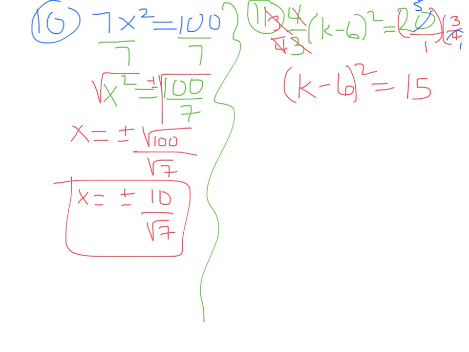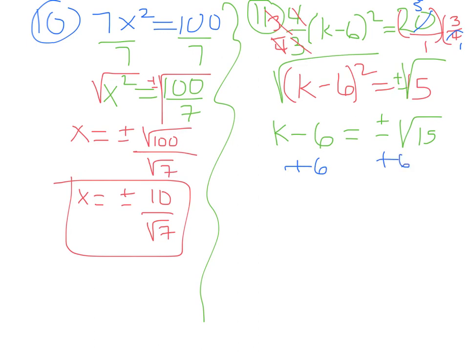From there, I am going to take the square root of both sides. So the left-hand side is just going to become k minus 6. The right-hand side, 15 is not a perfect square, so I'm going to keep it as plus or minus the square root of 15. All I need to do from there is move over that 6. That gives me k equals 6 plus or minus the square root of 15, and that's all I can really do with that problem.